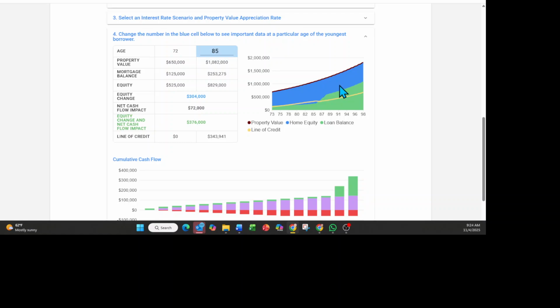There's still a healthy amount of equity in the future, and there's still a significant amount of availability in the line of credit. Let's just assume the loan ends at age 90. We just pop it up there. And here you'll see there'd be about $400,000 left in the line of credit at that time. Still have a positive equity change and a very significant cash flow positive impact there.